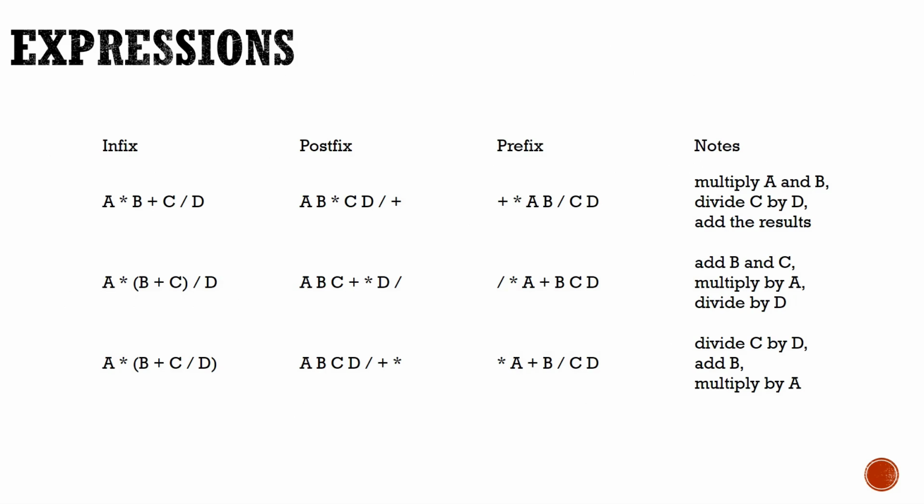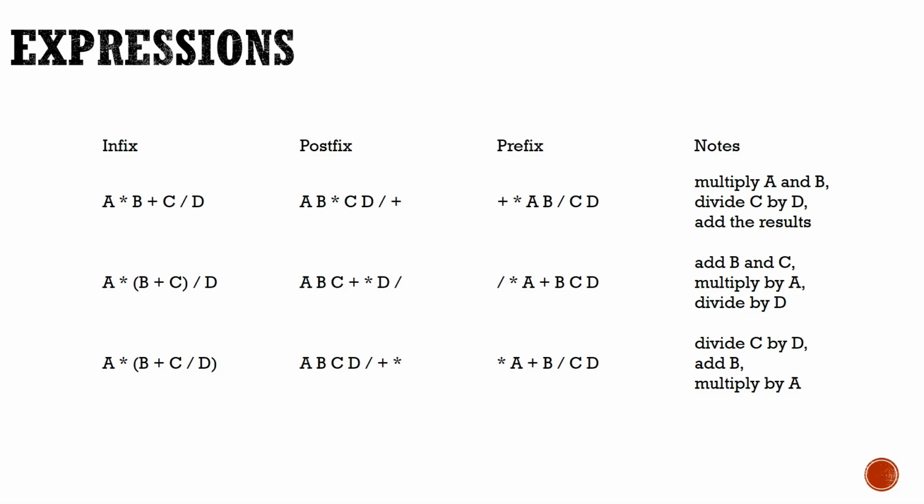Now look at the various examples over here. Let us take the first example: A star B plus C divided by D. In this case, which one is to be solved first? A star B is to be solved. If I go for postfix notation, AB star will be written. In prefix notation, star AB will be written. Clear?